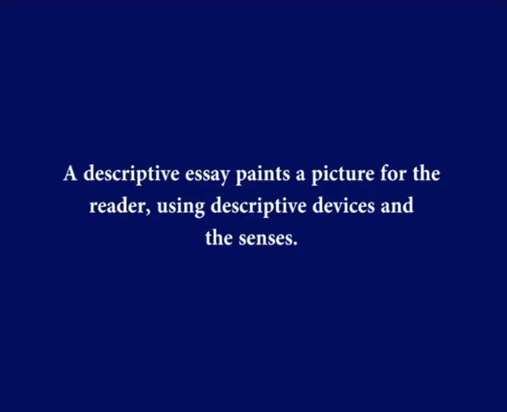Here are the basic steps to writing an effective descriptive essay. Observation is the key to writing a good description. For example, if you are writing about a place, go there and take notes on the sights, sounds and smells. A descriptive essay paints a picture for the reader using descriptive devices and the senses.